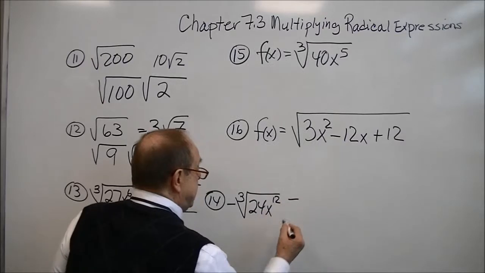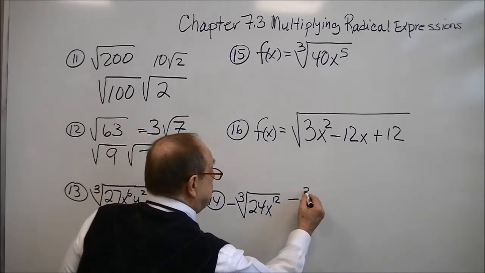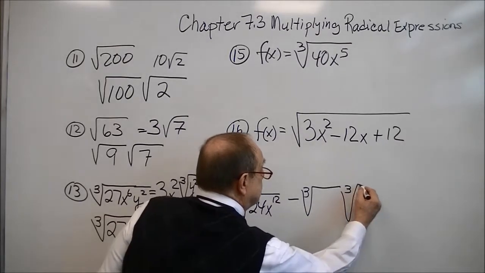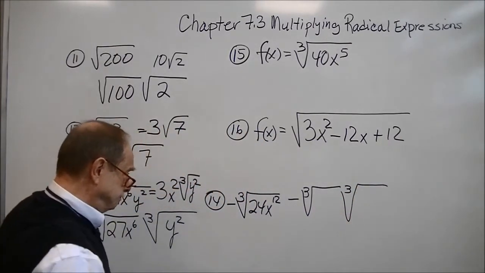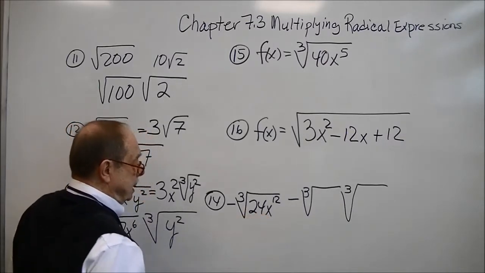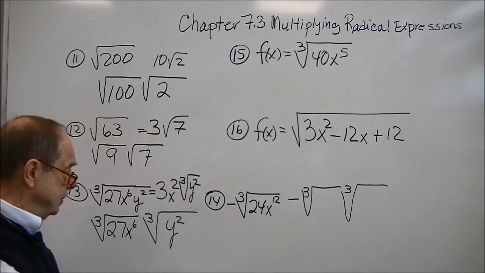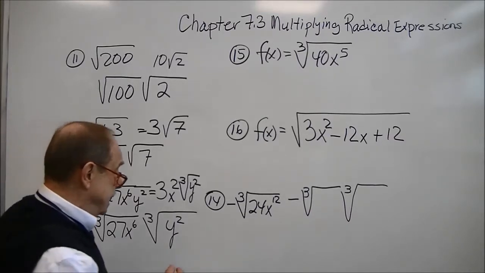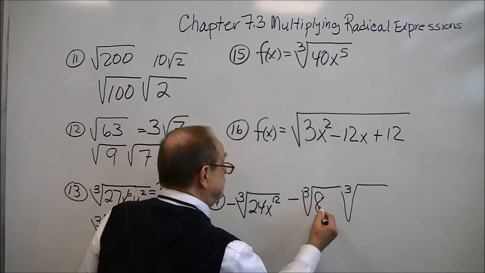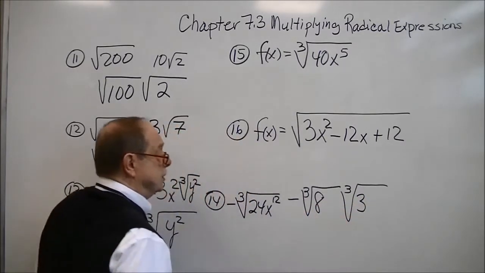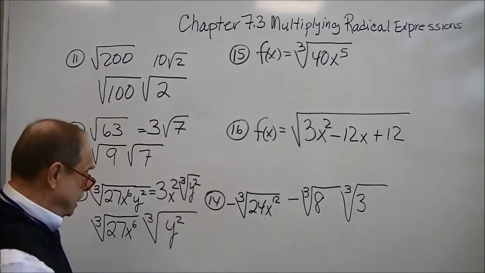So we know it's going to be a negative. But again, the cube root of something, the cube root of something. Now, as we look at 24, is there a perfect cube factor in 24? Yes, 8. What's left over? A 3. That goes in the other parenthesis, other radical sign.